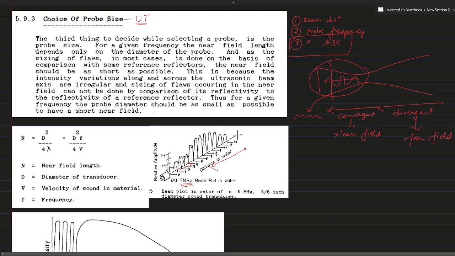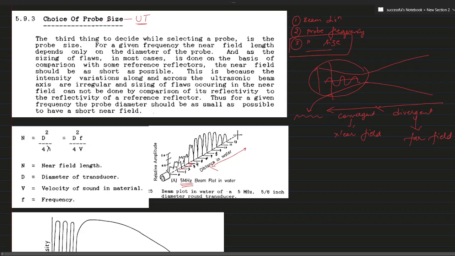Now we'll understand this one. The third thing to decide while selecting a probe is the probe size. What are the other two things? One is the beam direction, and the probe frequency. We are discussing the beam size. These two will be decided in the other videos.